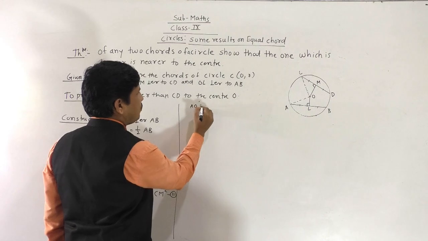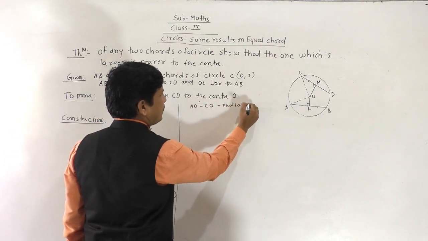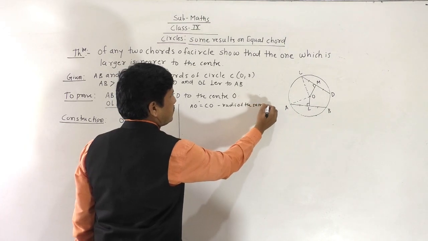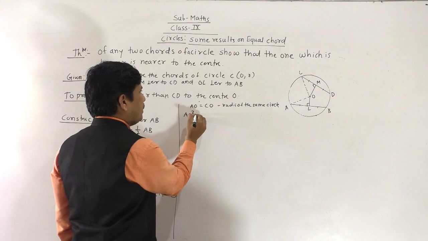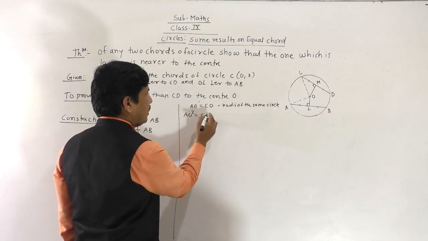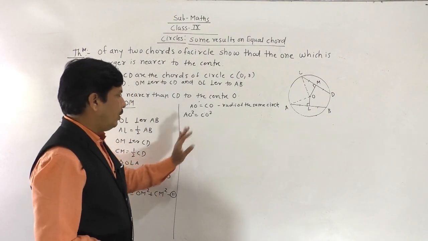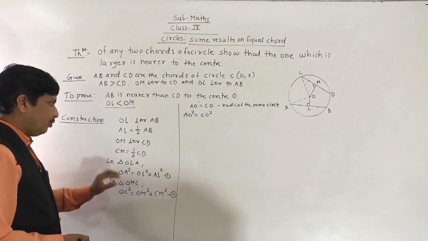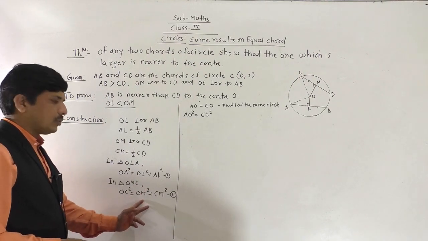AO is equal to CO, because they are radii of the same circle. So definitely AO square is equal to CO square. AO square and CO square are equal. So AO square is OL square plus AL square, and OC square is equal to OM square plus CM square.